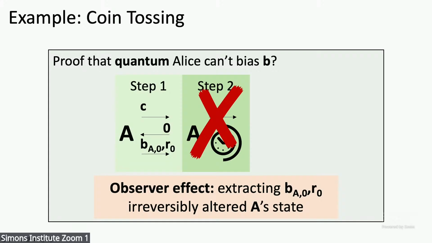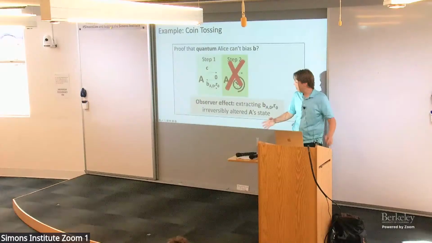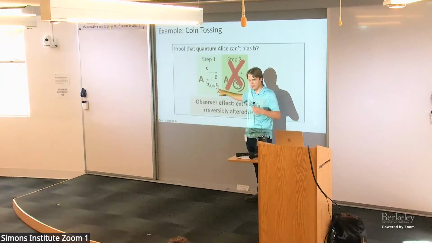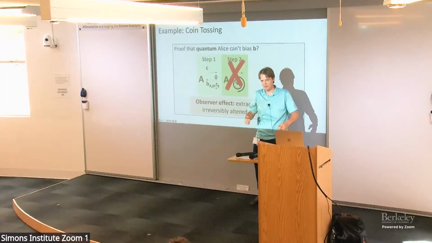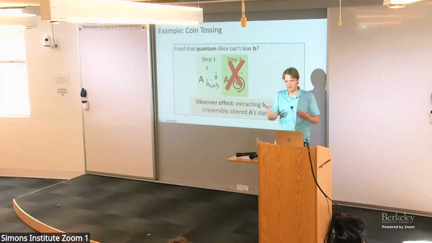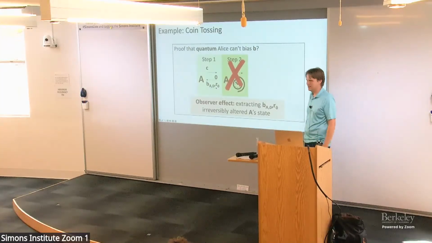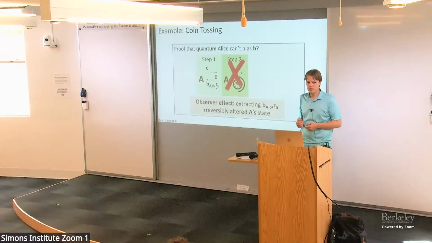Does this apply even if you have non-black-box access to the adversary? Yes. It doesn't matter. You can have the full circuit. The fact that you're extracting this thing here, that's a measurement. And the observer effect means that you just messed up your state. So you can't backtrack and go backwards, because you changed it. When you try to reverse things, you're going to get something else, and there's no guarantee that you got anything useful.